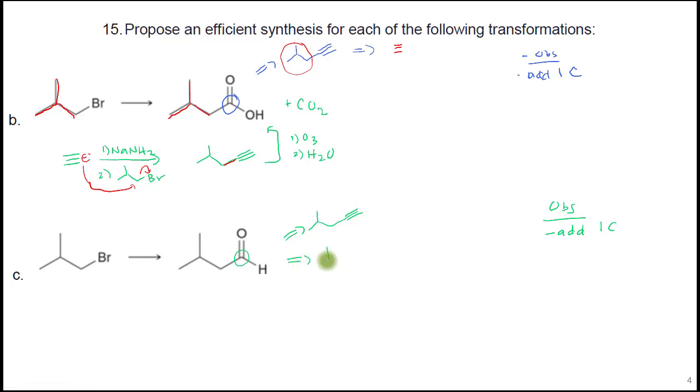But if I go through this carbonyl, if I go through this carbonyl and do an ozonolysis, then I'll end up with that aldehyde. So that's what I'll do there. So I'll start with this alkyne.